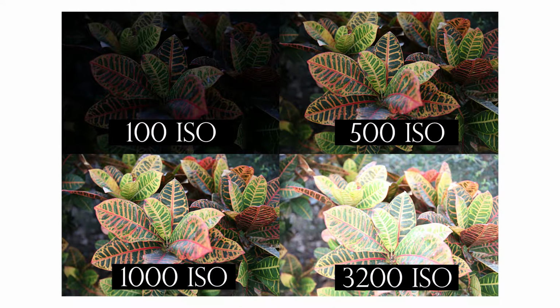Here we go. Alright, so the first term we're going to talk about is ISO. It's probably the easiest and most basic to learn. Basically, the way I think about it is it's fake light that the camera is putting into the image, right? So the higher the number, the brighter the image is going to get, and the lower the number, the darker the image is going to get.